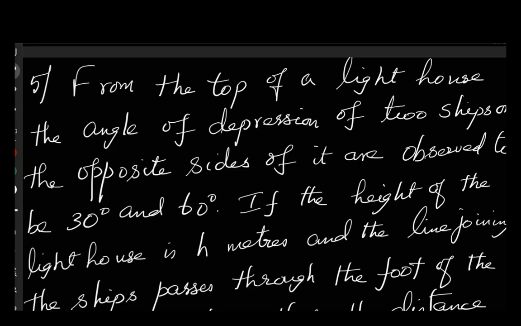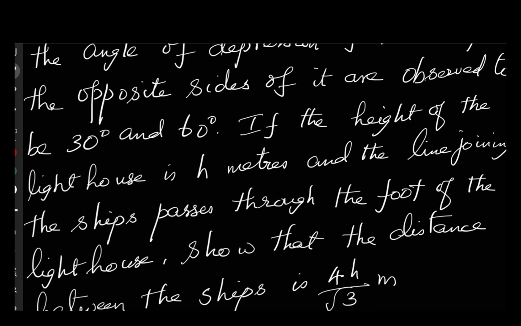See the fifth sum. From the top of a lighthouse, the angle of depression of two ships on the opposite sides of it are observed to be 30 and 60 degree. If the height of the lighthouse is h meters and the line joining the ships passes through the foot of the lighthouse, show that the distance between the two ships is 4h by root 3.